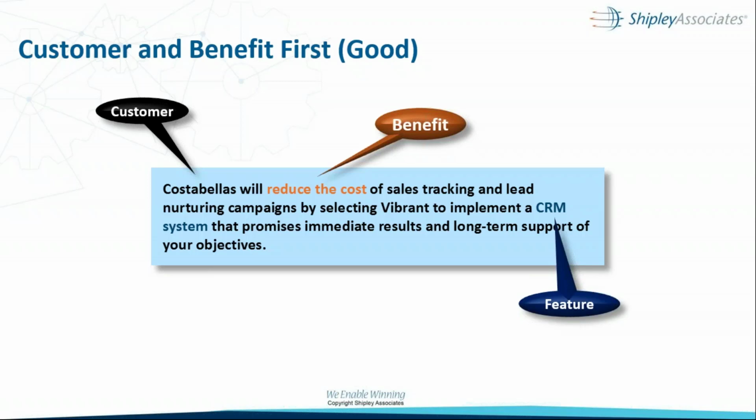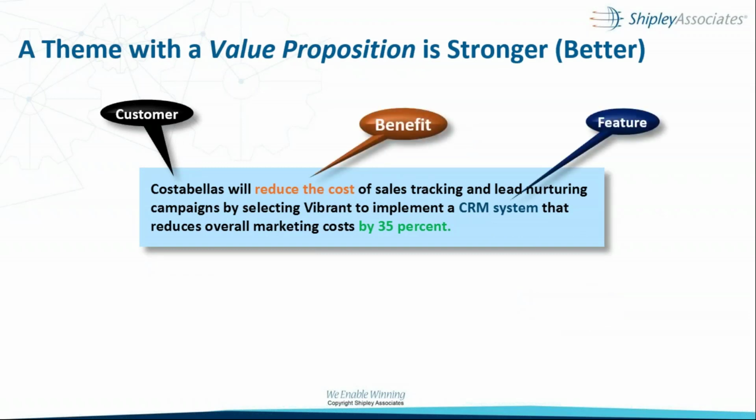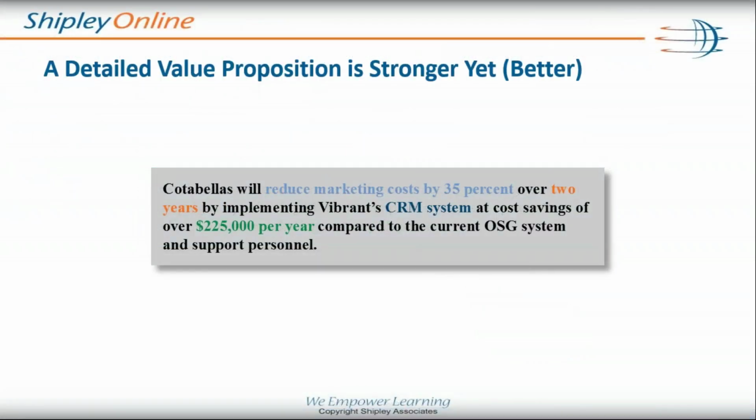I think this is a good theme statement. I think we could make it better by doing what? Starting with the customer, we go to the benefit we're going to sell, there's our feature, our solution, a CRM system, but now we're quantifying the return. We're providing proof. What's our win strategy? We're going to leverage our strength. Our strength is in helping customers reduce their marketing costs by 35%. We've gone from a good theme statement to a better one.